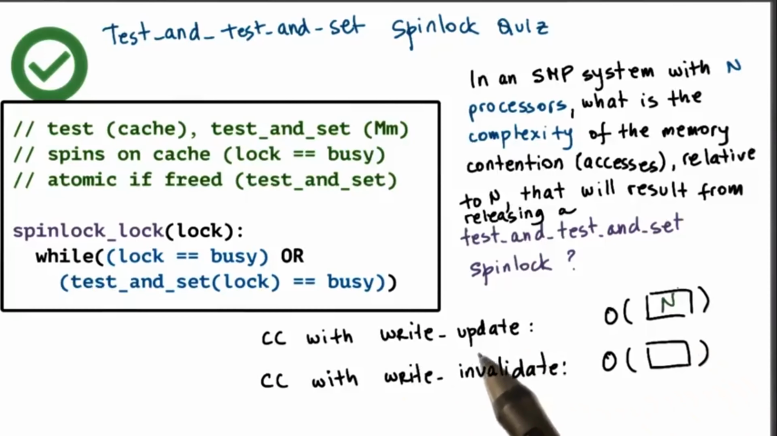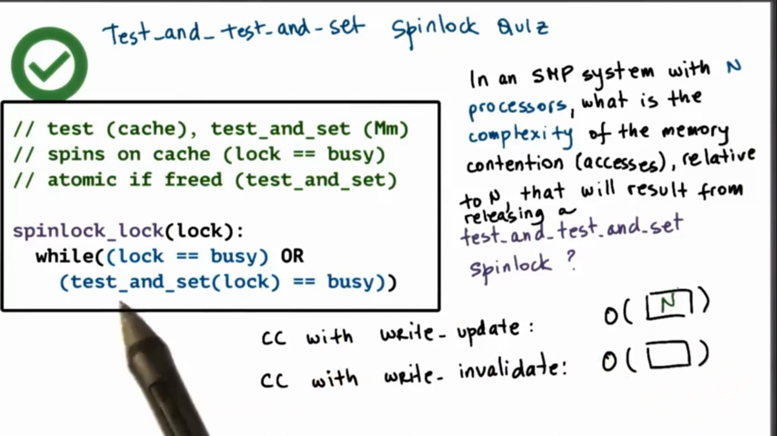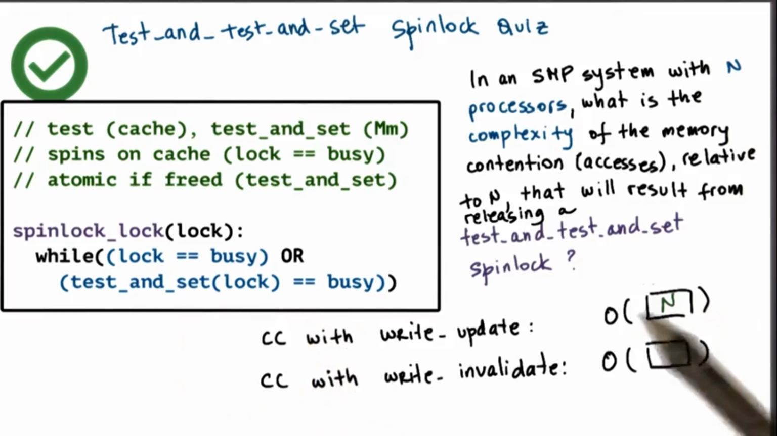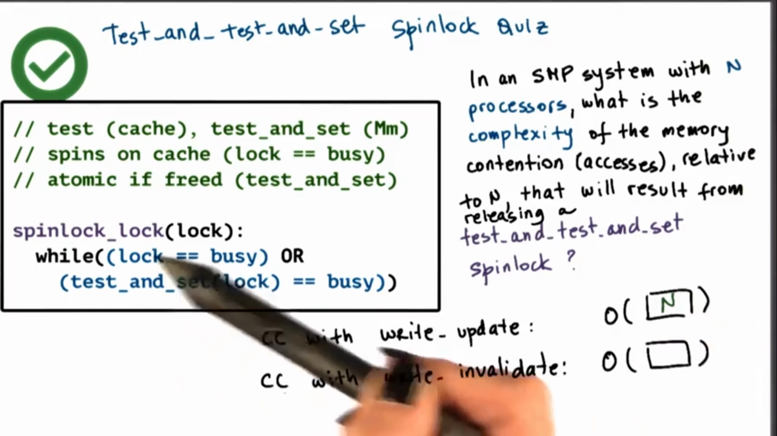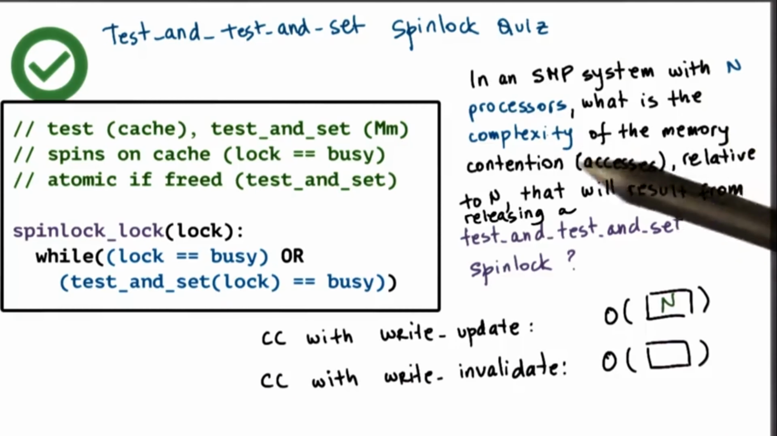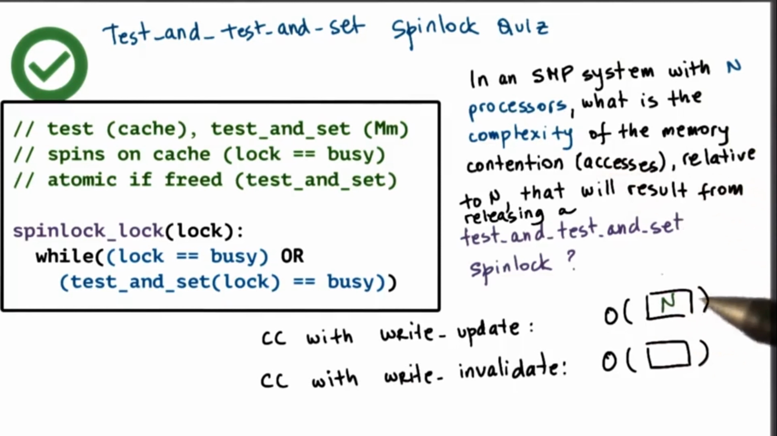If caches are write-update, then all of the processors will be able to see when the lock is released immediately, and they will issue a test-and-set operation. So we'll have as many memory references as there will be test-and-set operations, so the complexity of the contention is going to be O of n.